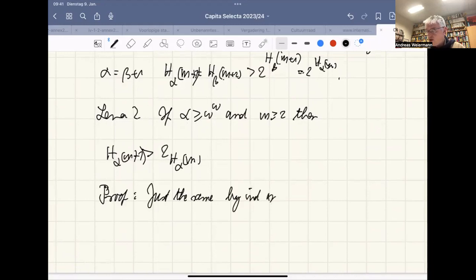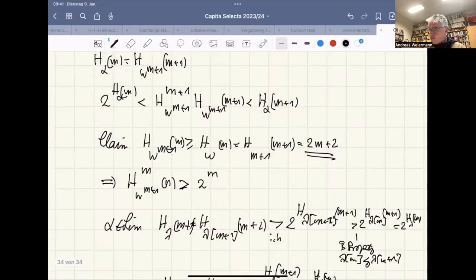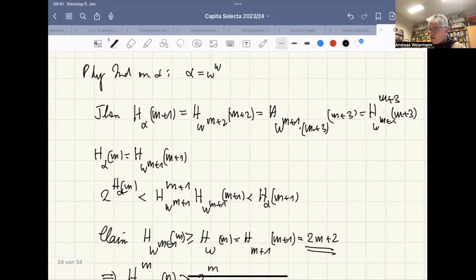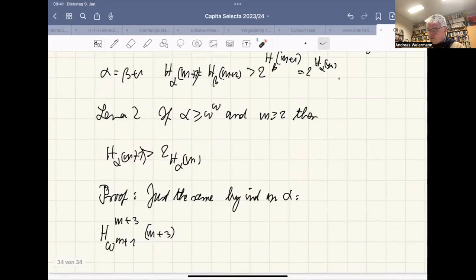By induction on alpha, the limit step and the successor step are fine. And what can we say about h omega m plus h? You have to estimate h omega m plus 1, m plus 3 of m plus 3. So that's a term which you obtain here. Now we show this is bigger than, well, again, this is bigger than 2 index h omega to the m plus 1 of m.